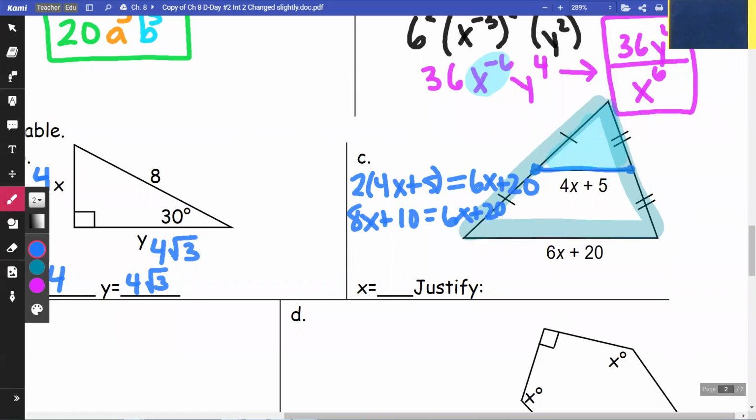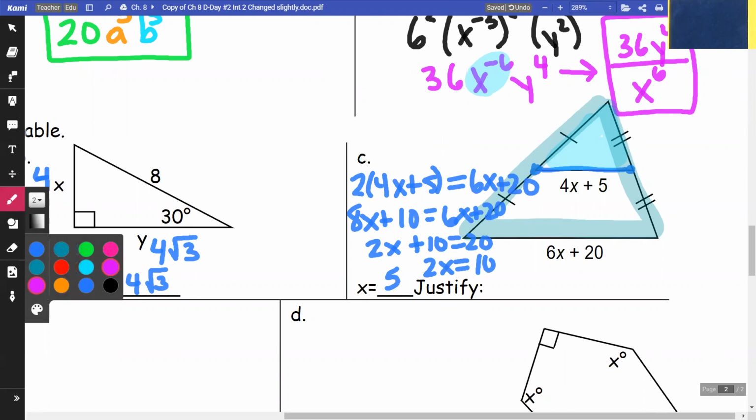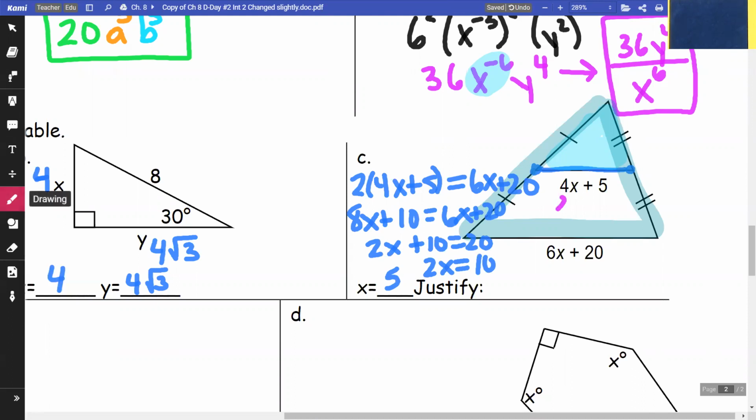So when I solve this, I subtract 6x from both sides, and I get 2x plus 10 equals 20. I'm going to minus 10 from both sides and get 10, and divide each side by 2, and I get 5. And one way to double check this is if I put 5 into this first one, I'm going to get a 25. If I put 5 into the second one, I'm going to get a 50. See how it's twice as big. Why? The mid-segment theorem. That is why.